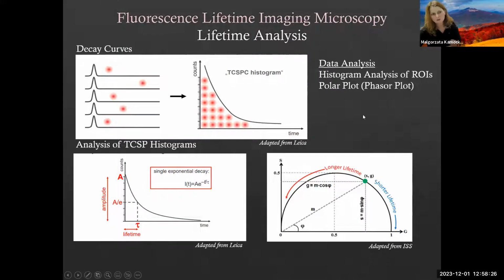The other option is to do phasor plots or polar plots, which are basically a vectorial representation of a sinusoidal wave, where the pixels having the same lifetime are grouped together. If there is one component of the lifetime, it will be present on this semicircle. If there is a combination, it will be within that semicircle.